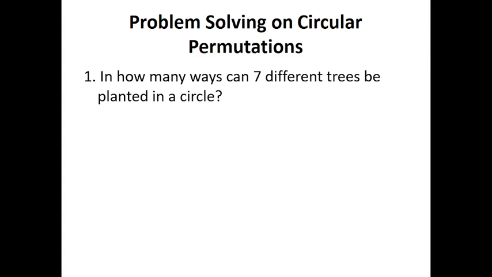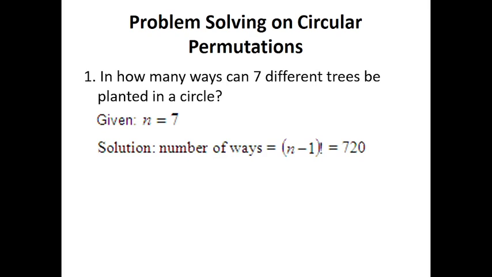So, problem solving on circular permutation. No? So, in how many ways can 7 different trees be planted in a circle? No? So, n is 7. Okay? N equals to 7. So, number of ways is n minus 1 factorial. So, 720 ang sagot. No? So, in other words, ganito lang yan.